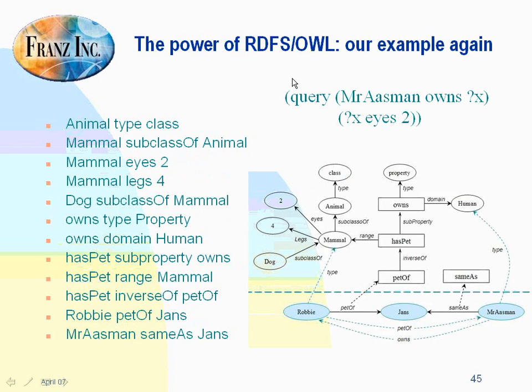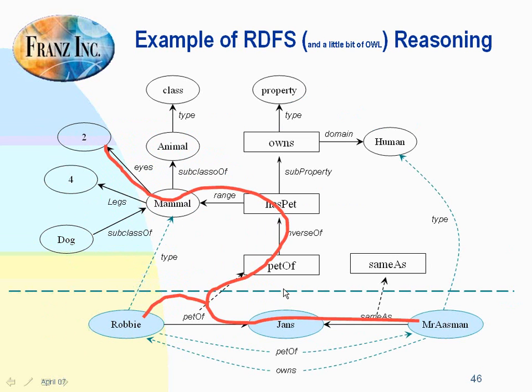And what can you do with this? Well, just to give you a simple example, if you remember the semantic network that I showed you earlier, you could do questions like, okay, does Mr. Aasman own an X where X has 2 eyes, given this semantic network? And given that we don't have time, I'll give the answer away immediately. The answer is yes, because Mr. Aasman is the same as Jans, and Robbie is the pet of Jans, and the property pet of is an inverse of has pet, and has pet has a range mammal, and the mammal has 2 eyes, so yes, there is an X that has 2 eyes. Mr. Aasman does have an X that has 2 eyes.